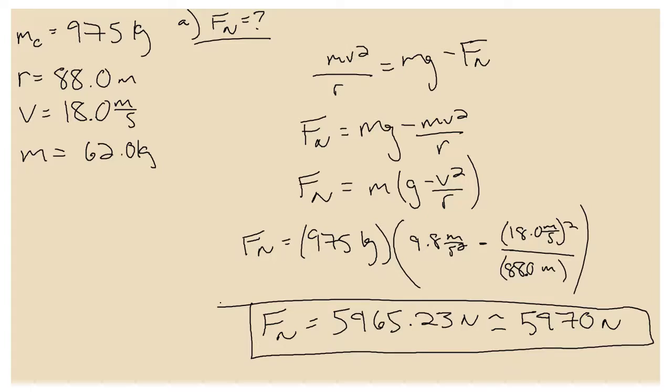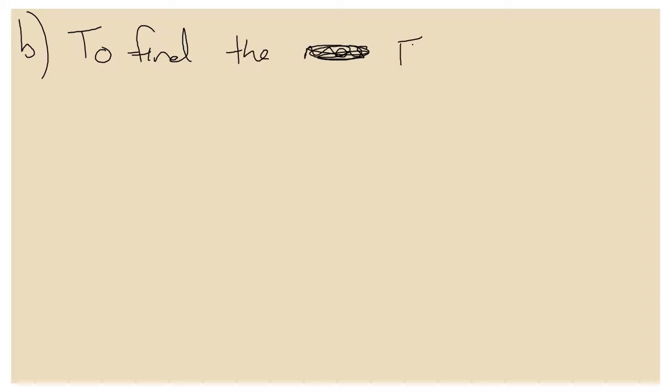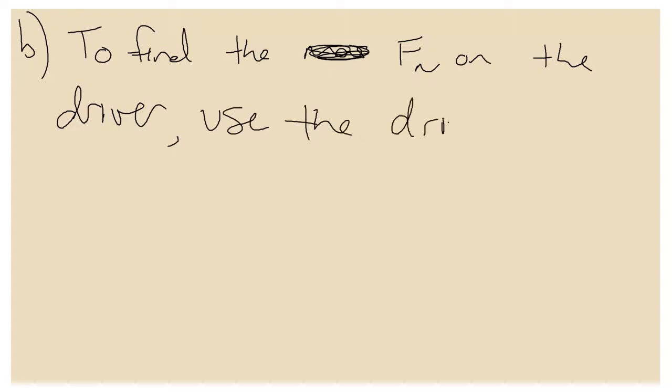The only difference is, and I think this should probably be obvious, instead of using the mass of the car, you just use the mass of the driver. That's it. And so I'm actually going to go ahead and just write down here very quickly, skipping the slide, for part B, to find the normal force on the driver, use the driver's mass. That part should be obvious, I think, right? You're not going to use the car's mass to find the normal force on the driver.